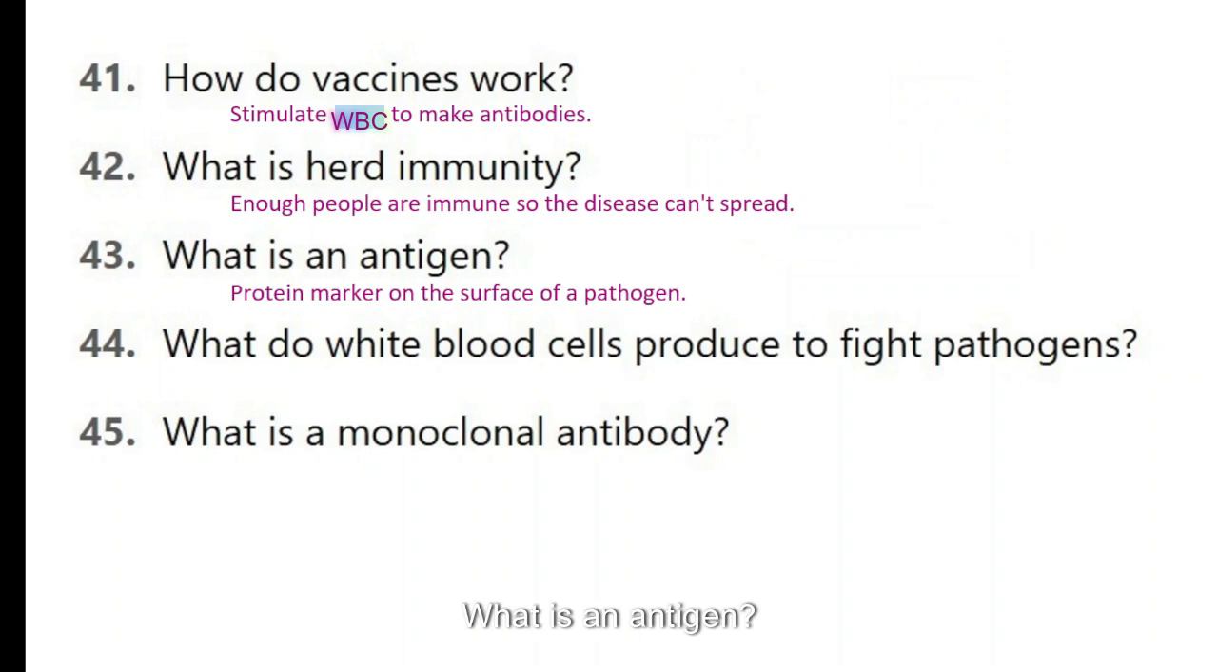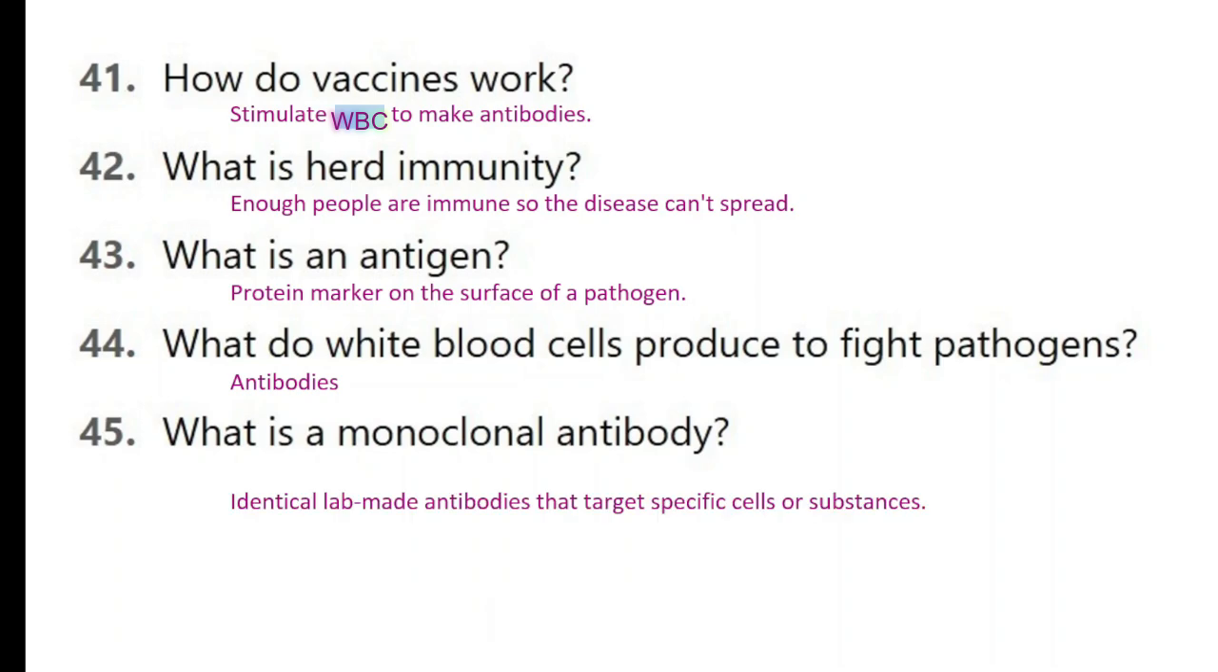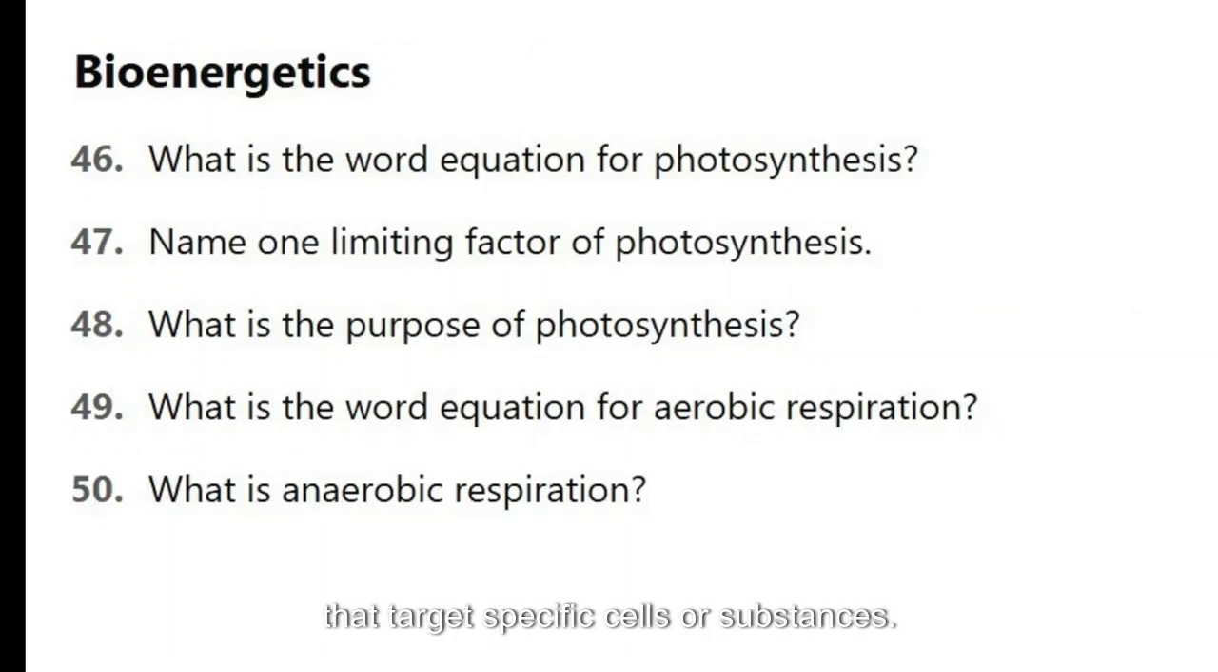What is an antigen? A protein marker on the surface of a pathogen. Almost every invading pathogen has a unique molecule that we call an antigen on its surface. White blood cells produce antibodies to fight pathogens. Monoclonal antibodies are identical lab-made antibodies that target specific cells or substances.